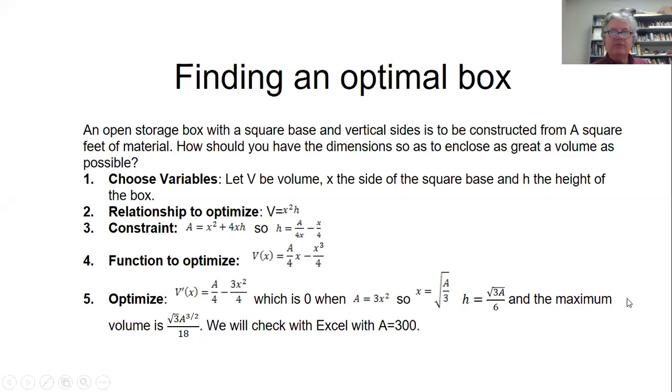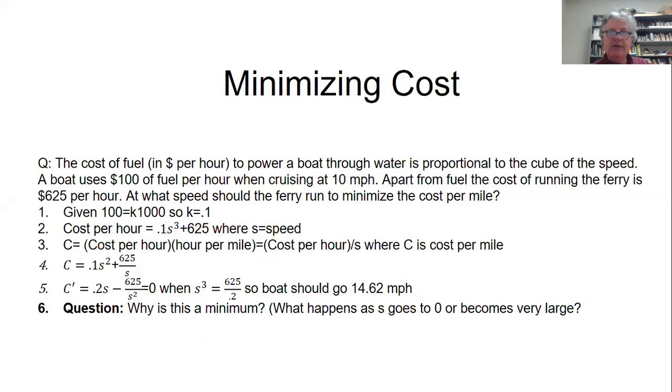Okay, so using a calculator or some sort of graphical device is a great way to double check that you're doing the right thing.